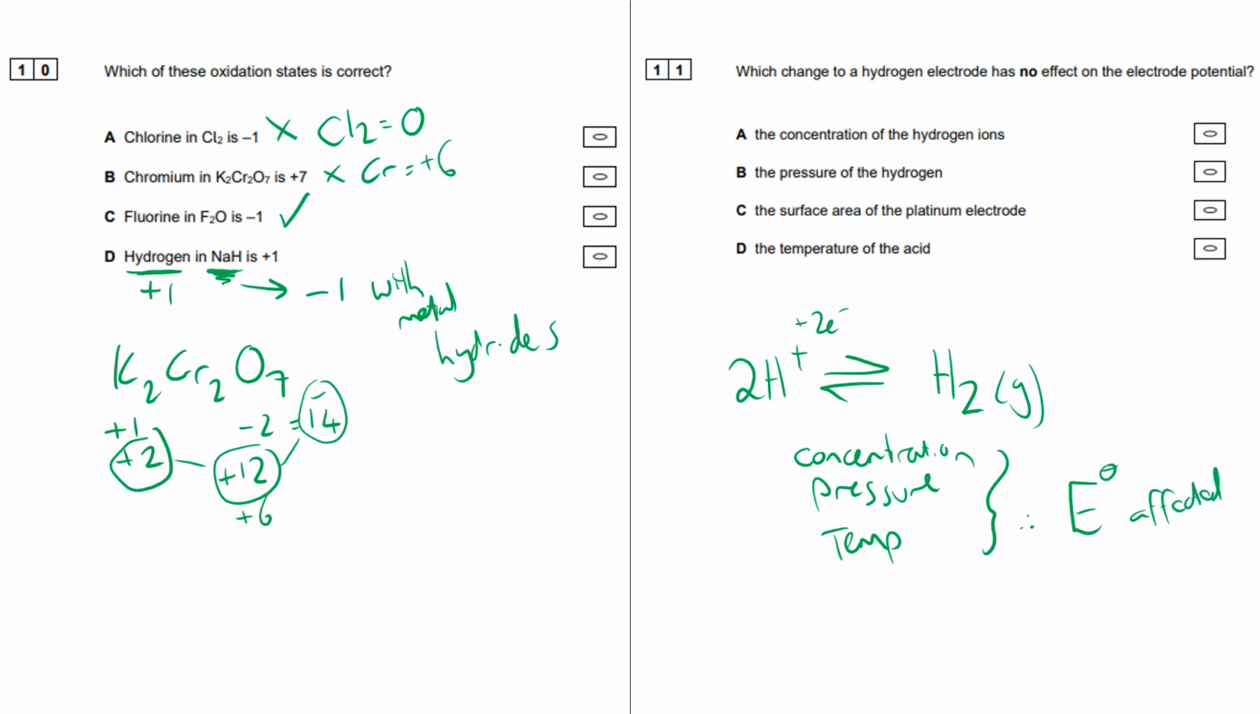So going through the answers, that would have an effect because you're changing the concentration of H+. The pressure would cause it to shift. The temperature would cause the equilibrium to shift. The surface area of the platinum electrode. Platinum electrode is just a surface for the reaction. So that would change the rate of reaction, but it would have no effect on the position of equilibrium. So therefore it would not affect the electrode potential. So C is an incorrect statement.